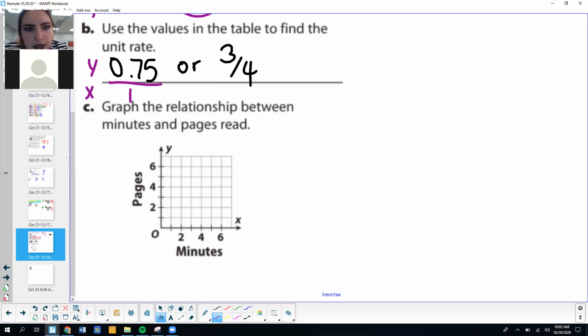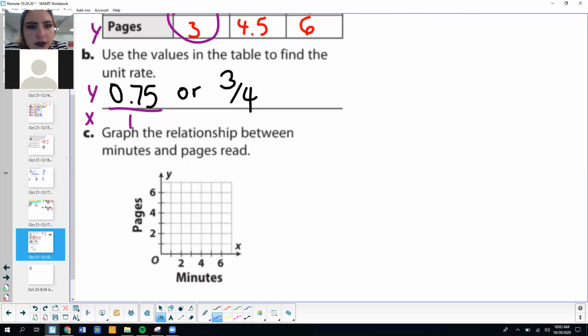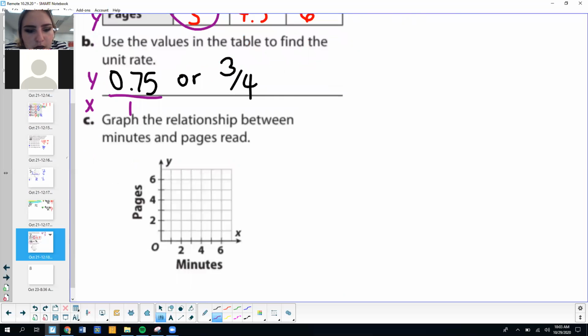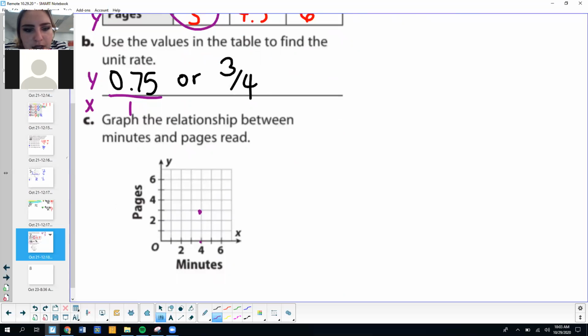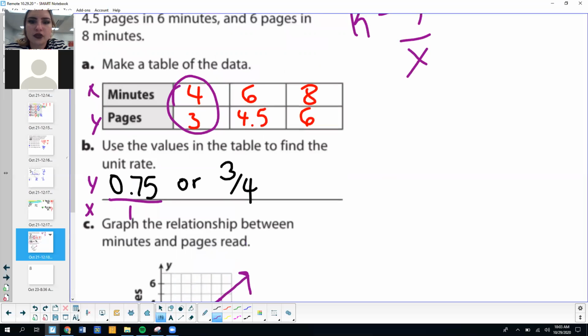So for every 4 minutes, there are 3 pages read. So for every 6 minutes, there's 4.5 pages read. So that's going to be kind of our line, and then that's what our graph would look like. I know it's kind of hard to practice graphing remotely. I'm going to see if I can find something where we can graph together, kind of like an online tool that I can use.